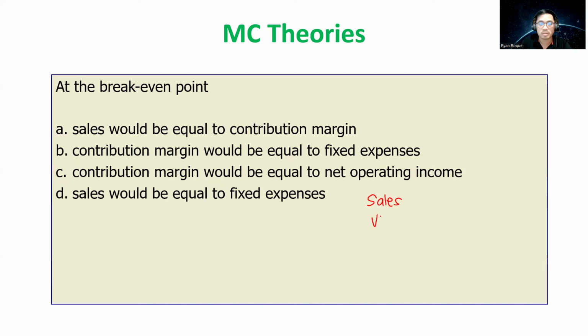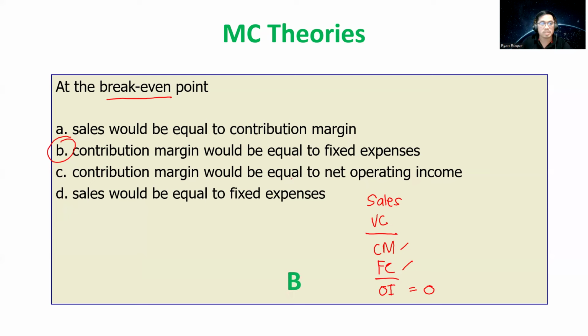So sales minus all your variable costs would be equal to your contribution margin, minus all your fixed costs, that would be equal to your operating income. Remember, at break-even point, the operating income is equal to zero. And that will only happen if your contribution margin would be equal to your fixed expenses. So the answer is letter B.